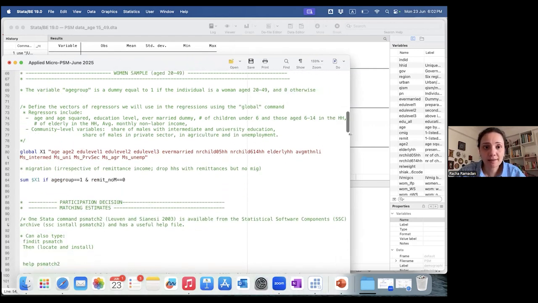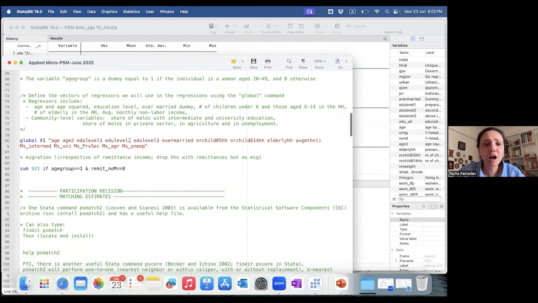What are our x's? So again, I will focus on individuals who are between 20 and 49 years old. I will include, based on the literature and based on the data available, the age and the age squared of women, the education level, if she is ever married, so if she is married, widowed, or divorced, number of children under 6 years old, and those who are between 6 and 14 years old.